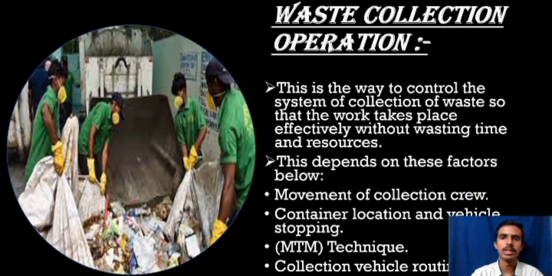So first, let's understand what is waste collection operation. Waste collection operation is the process in which we control the system of collection of waste so that the resources are used effectively to give out a productive output. This is the way we can control our resources as well as we can collect the waste in an effective manner. This totally depends on these four factors that are movement of collection crew, container location and vehicle stopping, MTM technique, and collection vehicle routing.